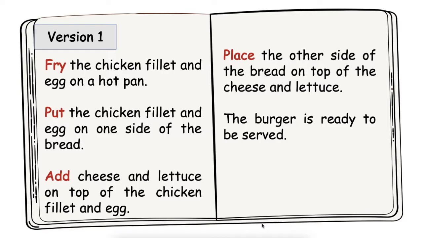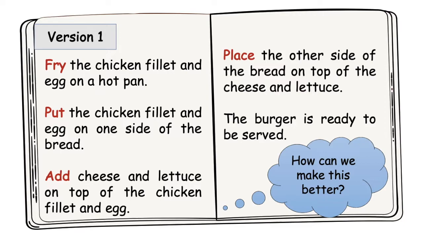This is version 1. Fry the chicken fillet and egg on a hot pan. Put the chicken fillet and egg on one side of the bread. Add cheese and lettuce on top of the chicken fillet and egg. Place the other side of the bread on top of the cheese and lettuce. The burger is ready to be served. Looking at this recipe, what do you think? And how can we make this better?